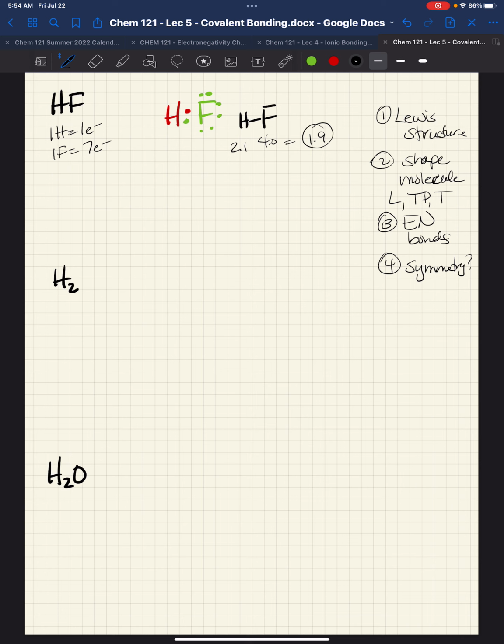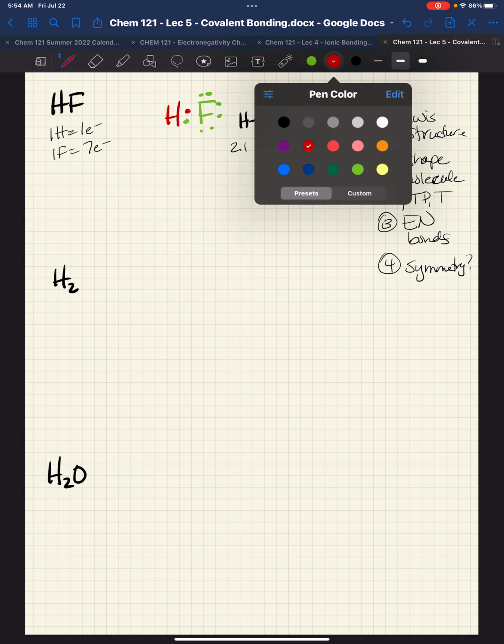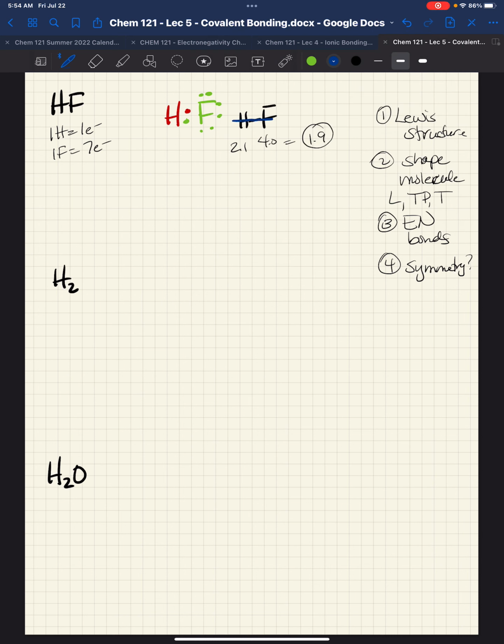And the dipole, again, depending on how you like to show it, is going to be in the direction of the fluorine, meaning that we're going to have this big electron cloud around the fluorine and a teeny one around the hydrogen. So we have this dipole we can show this way, or we can show it with those little cursive Ds. Okay, so there's that.